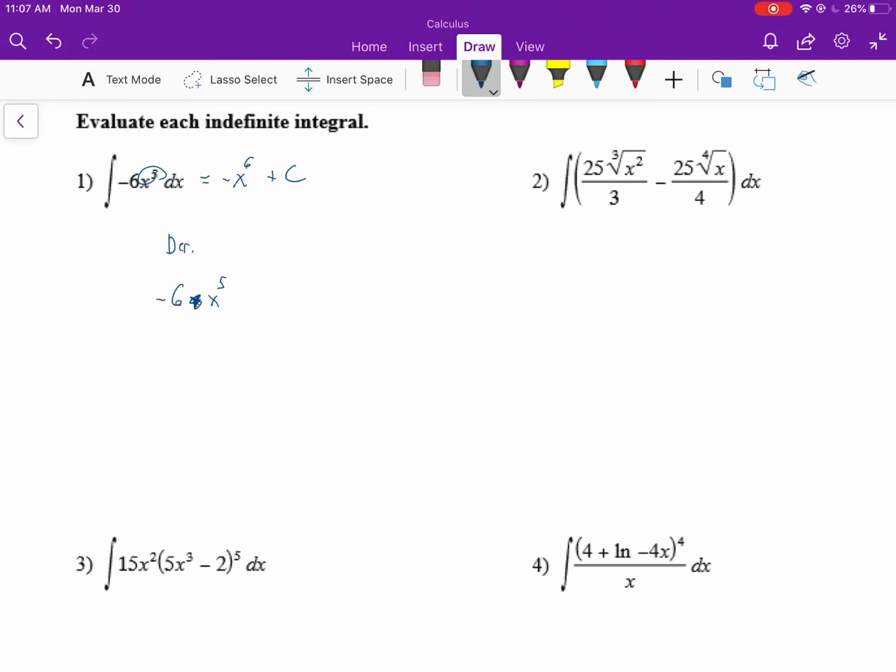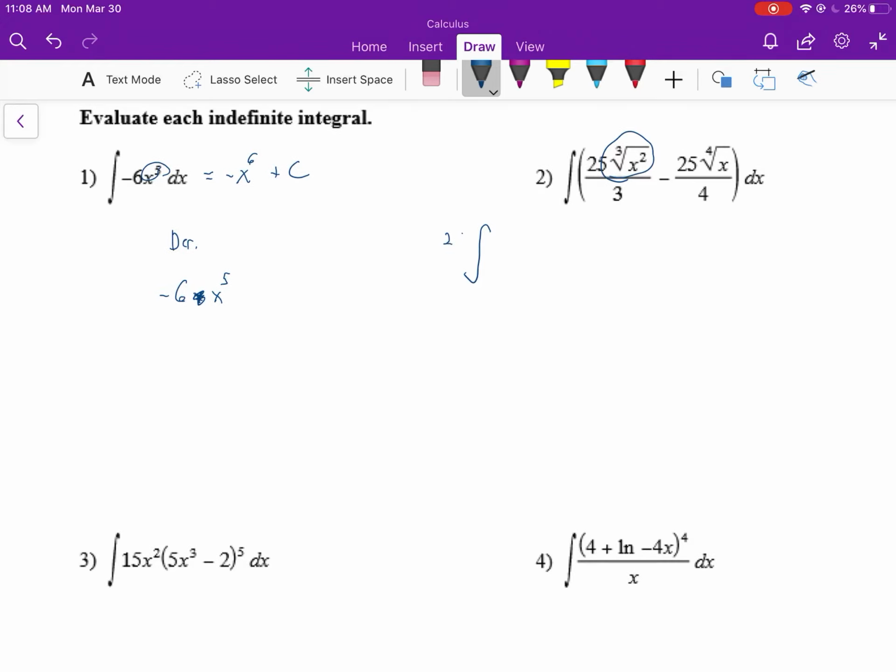Again, you might be able to think through some things here to work through your constants. But what we're going to do here, this integral can be split into two integrals, and we'll do each one at a time. And at the same time, we'll change our radicals into exponents. So here, the first one, we'll just bring the 25/3 out front because that's a constant. And then this is going to be x to the 2/3 dx, and then we're going to subtract the other one. The 25/4 is a constant, so it can come out in front of the integral sign, and this is going to be x to the 1/4 dx.